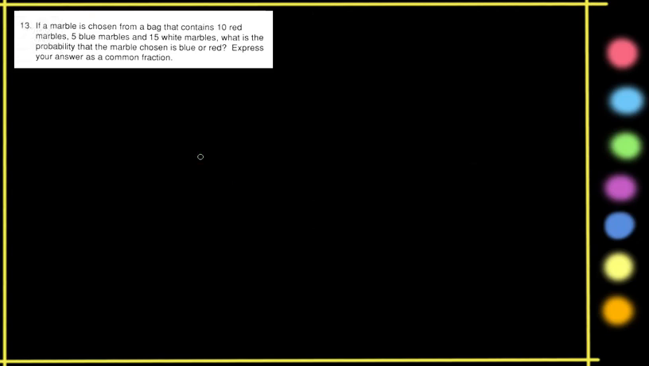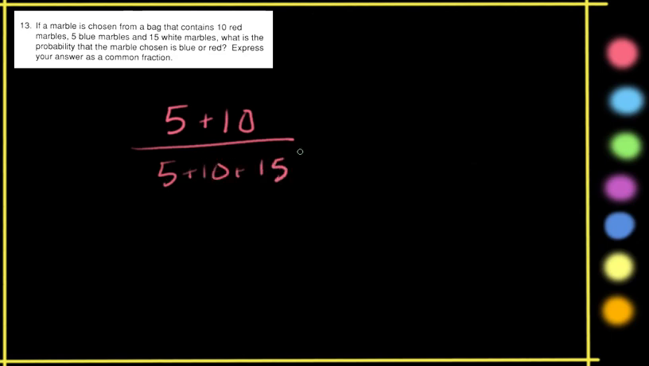So this first problem is a very easy one. It says if a marble is chosen from a bag that contains 10 red marbles, 5 blue marbles, and 15 white marbles, what is the probability that the marble chosen is blue or red? Okay, so blue or red, there's 5 blue and there's 10 red. So the number of ways it can be blue or red is 15. And the total number of ways is the total number of marbles you have, which is 5 plus 10 plus 15. And this just gives us 15 over 30.